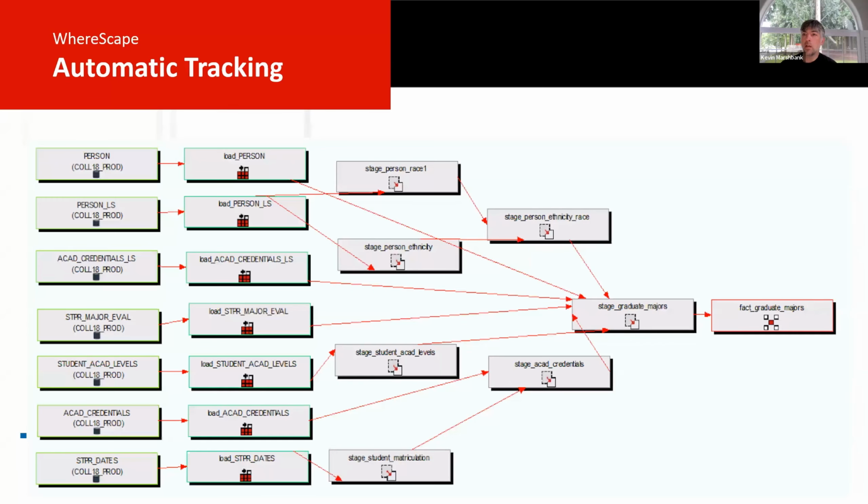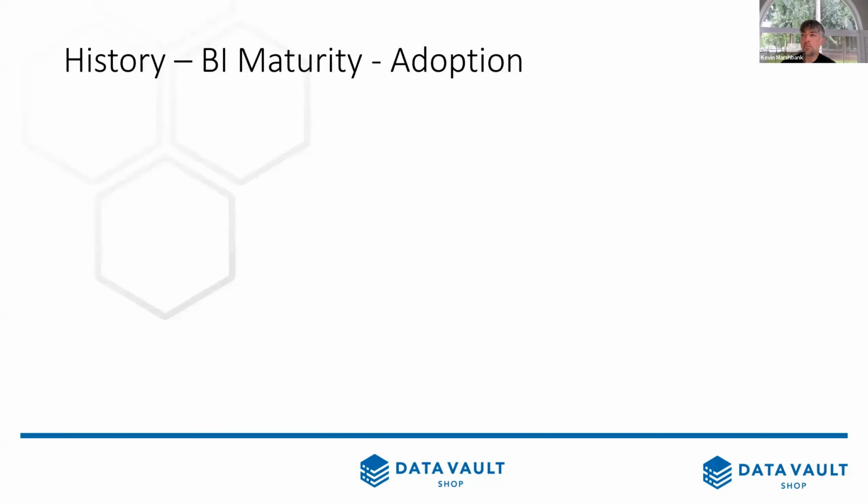Okay. WhereScape also provides automated tracking, the data lineage here. You can see multiple sources that are ending up being ingested into Databricks, staged, and then pushed directly, in this case, into a fact table. We would obviously have a data vault in between here, so we can get that enterprise integration and history tracking.